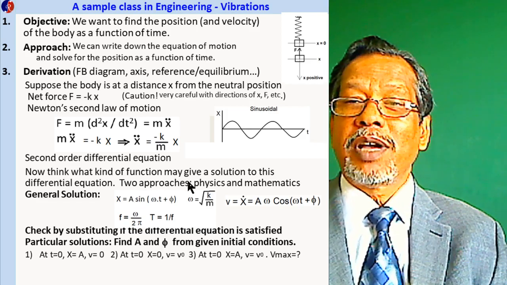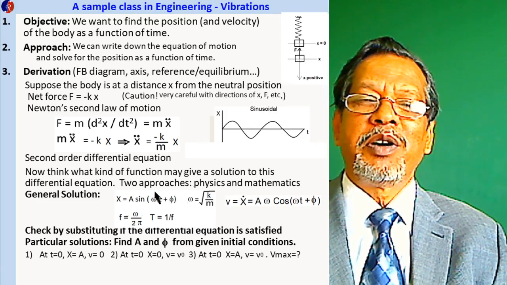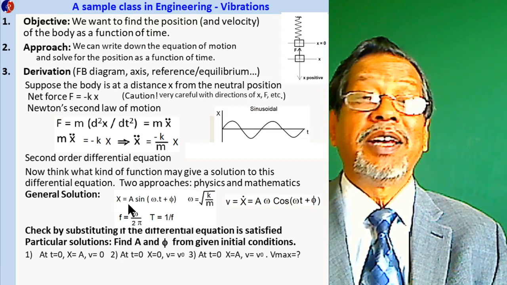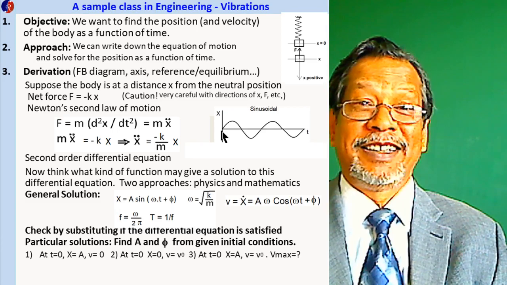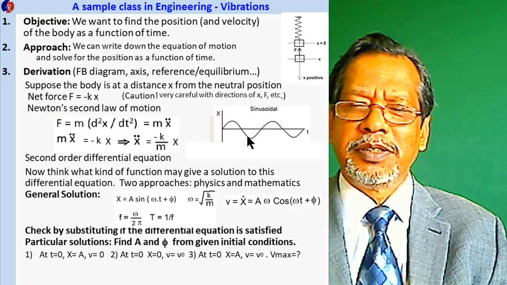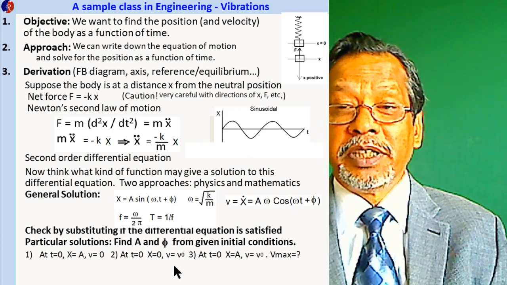Why is it the maximum? Look, sine can only vary between -1 and +1. So this X can have a maximum value of -A and +A. That's the reason. Let them think about it. Don't tell them everything. I'm telling you just to give you some hints.